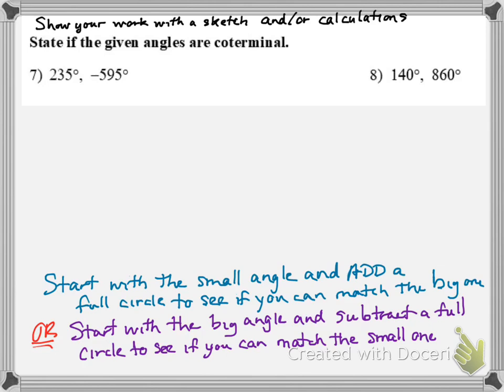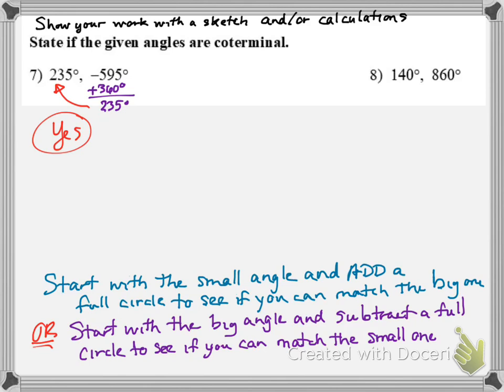Personally, I'd rather add. Even though when you're adding to a negative, it kind of feels like subtracting. So I'm going to start with the smaller angle here, which is the negative one. And I'm going to add 360 because 360 is a full circle. That's 235 degrees. And 235 degrees, that's what we were looking for. So I don't circle 235 degrees because it says state if the given angles are coterminal. The answer to this is yes.